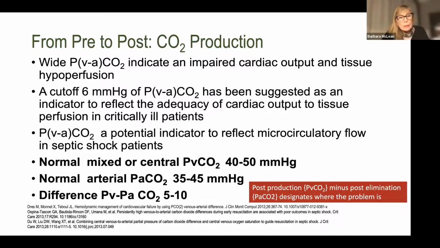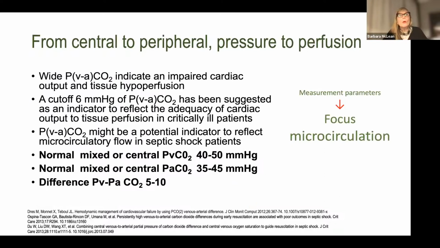Or it's a pulmonary perfusion problem. But when venous CO2 is high and arterial CO2 is low, that's always a production problem, and that's related to oxygen demand, glycolysis, and blood flow. Oh my God, it's just the simplest thing in the world. This helps us to focus on microcirculation.